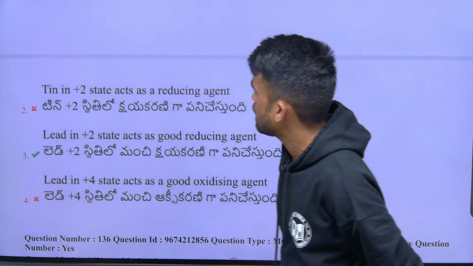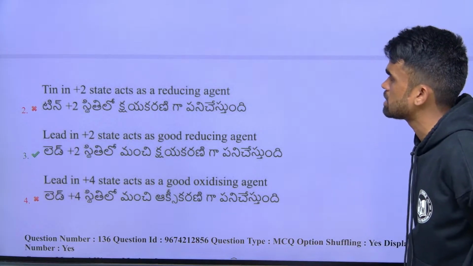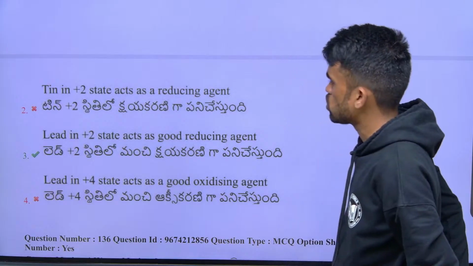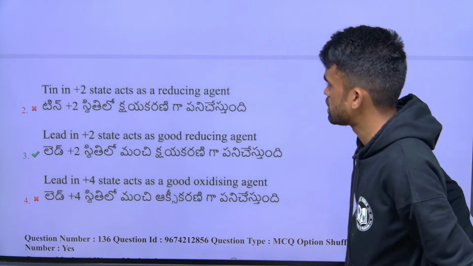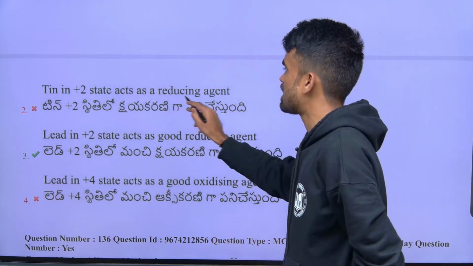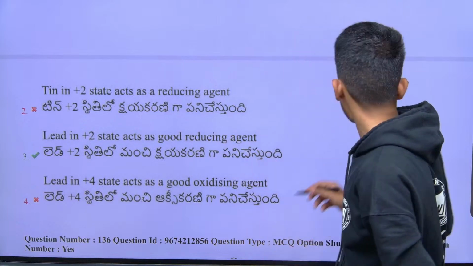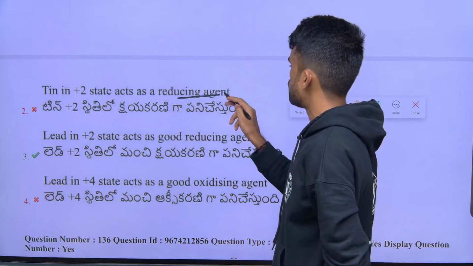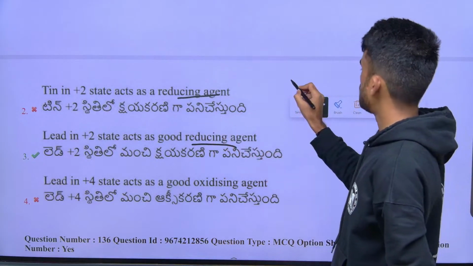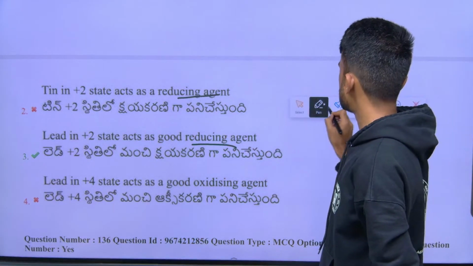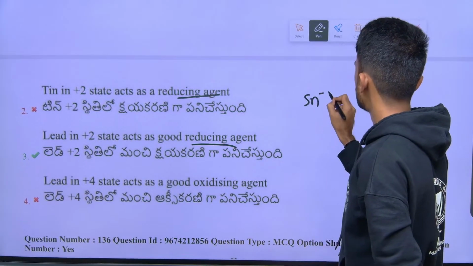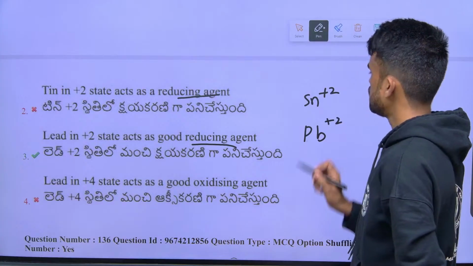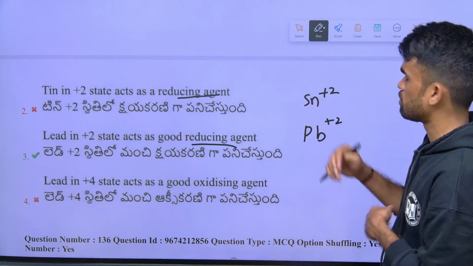Tin in a +2 oxidation state acts as a reducing agent. Lead in +2 oxidation state acts as a reducing agent. What do we mean by reducing agents? First tell me that. A reducing agent reduces others and oxidizes itself. So let us take Sn +2, tin +2, and lead +2.